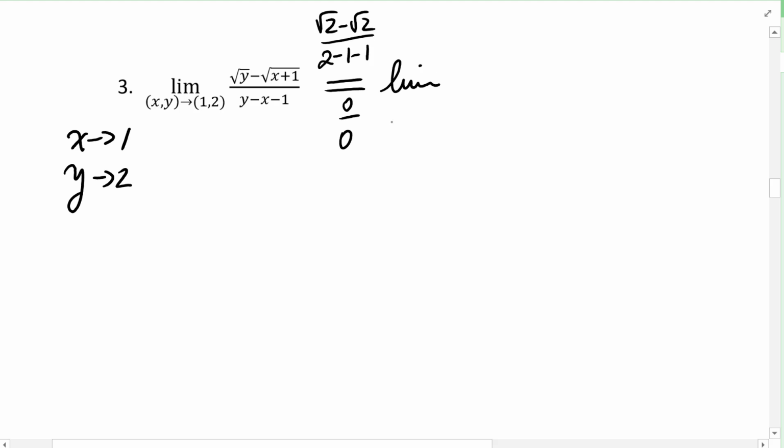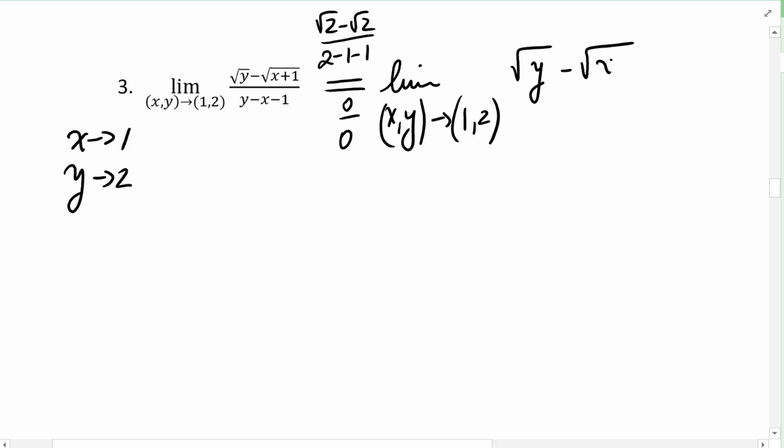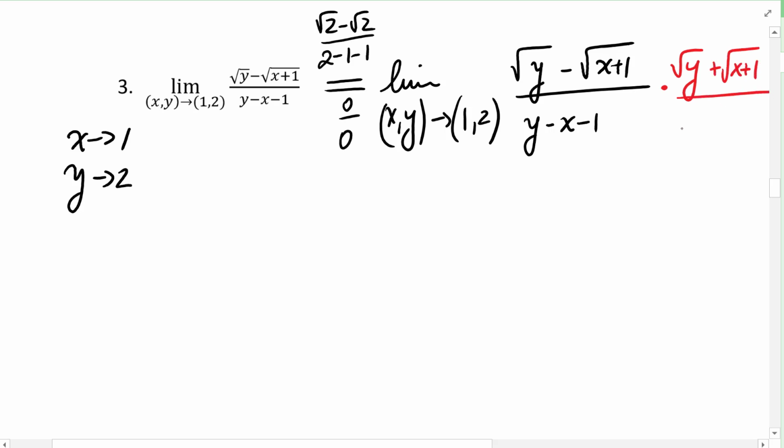So we employ some mathematical processes to do these problems. Because I see here radicals, I am going to rationalize the numerator. What that means is I'm going to multiply by square root of y plus square root of x plus 1 over square root of y plus square root of x plus 1. So we multiply top and bottom.